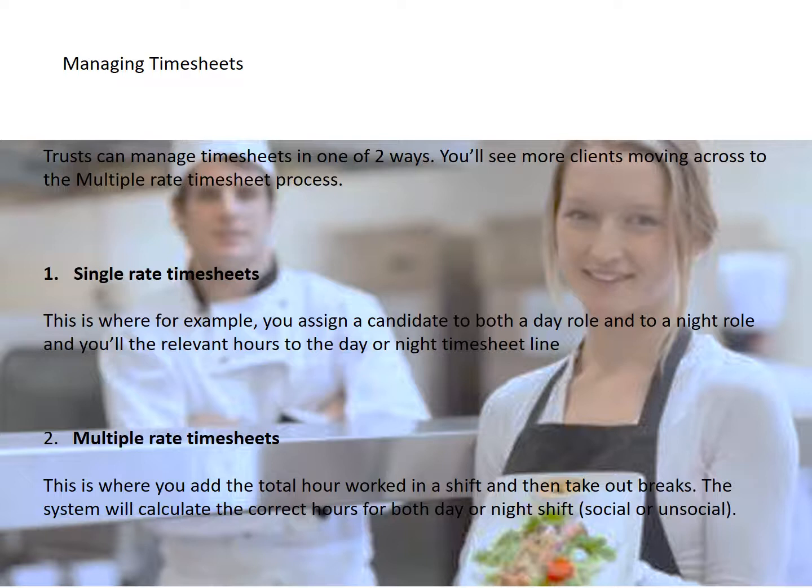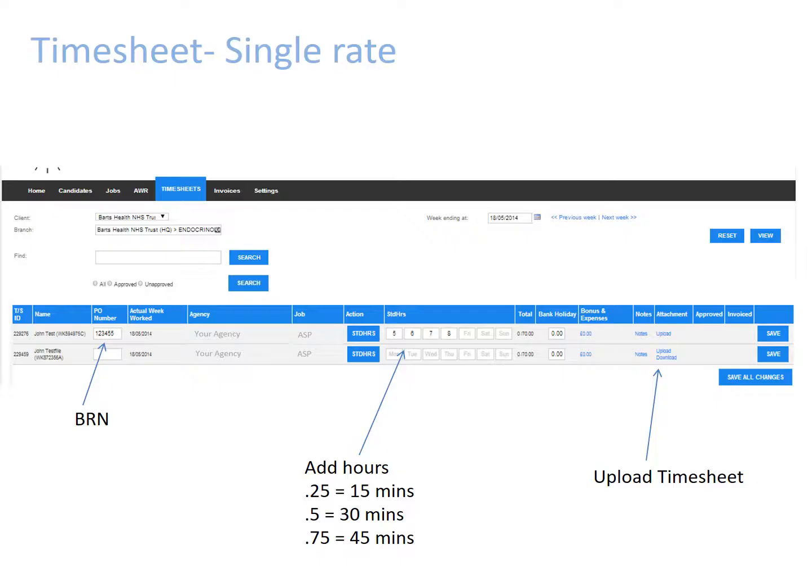So a single rate is basically where you have a job that may be a nurse or a doctor working in a ward on a day rate, and the same or a different rate applies if they work overnight. So what you'll then do is assign them to both the day rate job and the night rate job and put the hours in for each job code accordingly. Multiple rate means that you just put the hours in and the system automatically attributes whether that should be a night rate or a day rate. So let's show you first how it works with single rate.